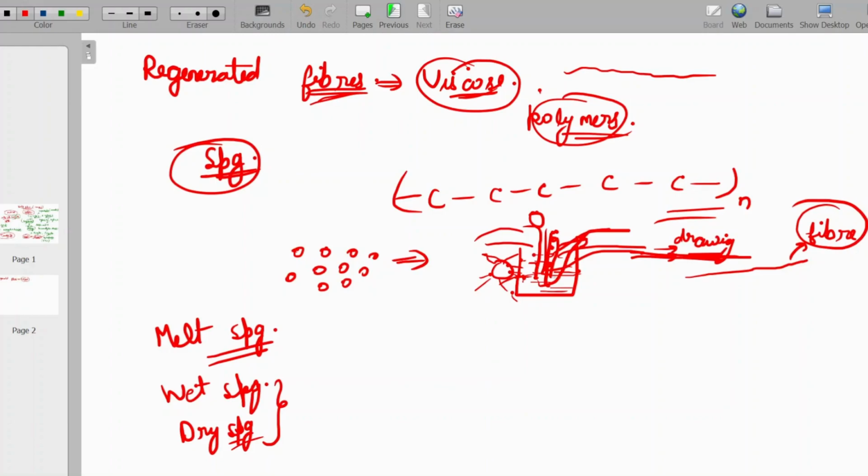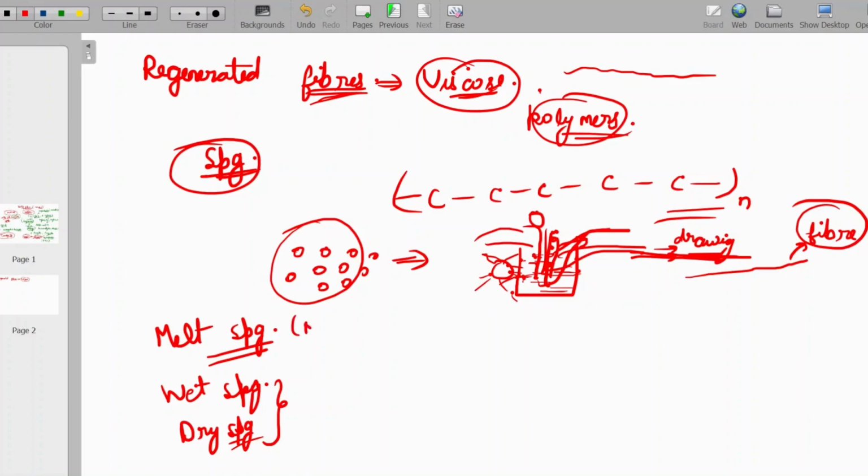What is the use of water? The use of water is to cool the heated surface, so as to maintain the temperature, because when it is heated, it is melted, and after that we have to cool that. So for that cooling purpose, water is used. In dry spinning, air jets are used. In melt spinning, high temperature is used.